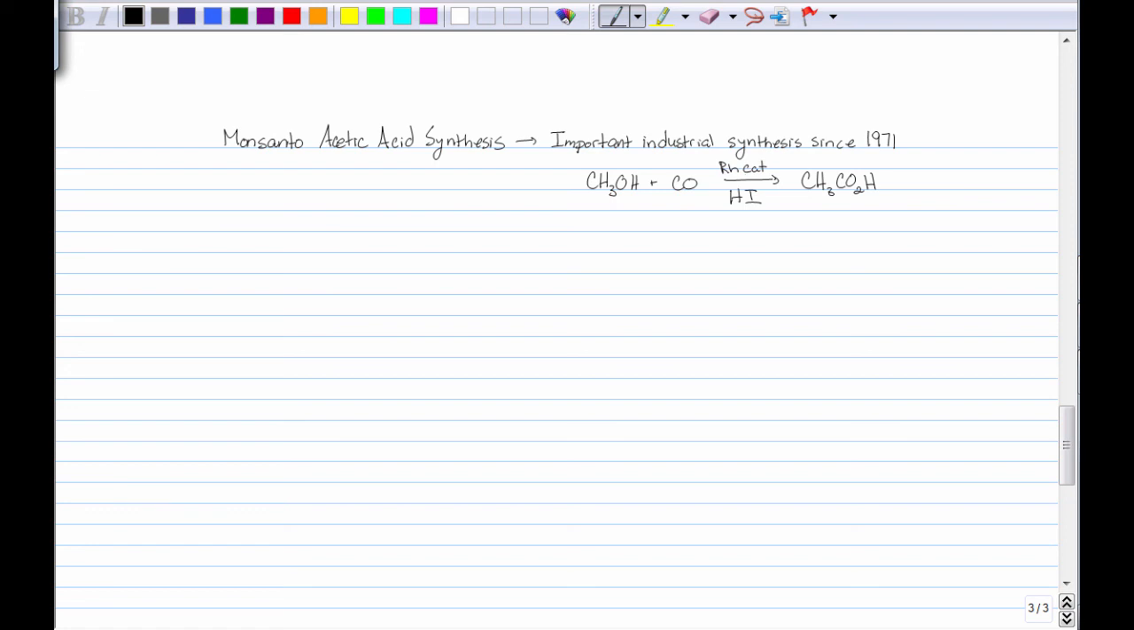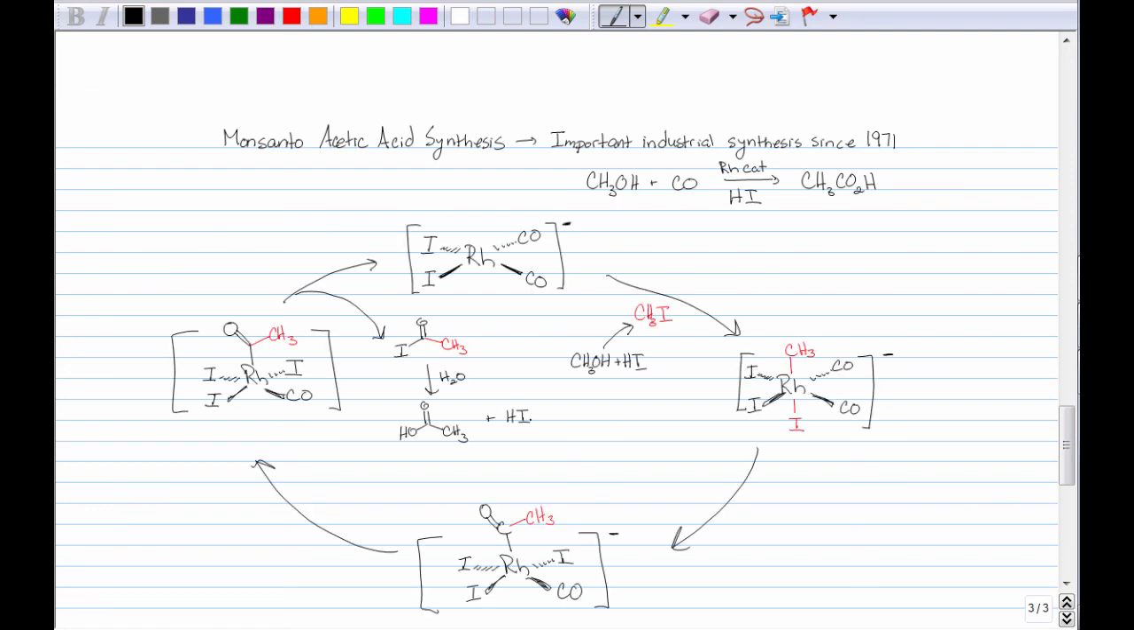Now I'm going to write the catalytic cycle below. So here I've written the catalytic cycle for this reaction. So you take this square planar rhodium complex, it's a diiodo dicarbonyl rhodium, and when you combine methanol and hydrogen iodide, it gives you methyl iodide. This reacts with the square planar complex. You now got a new carbon rhodium bond and a new iodide rhodium bond. This reacts to form this kind of complex.